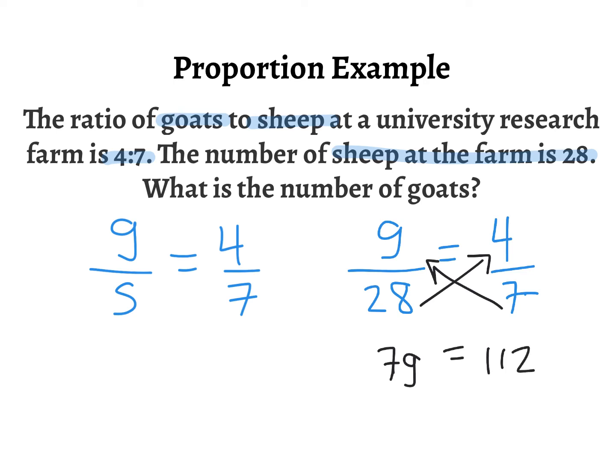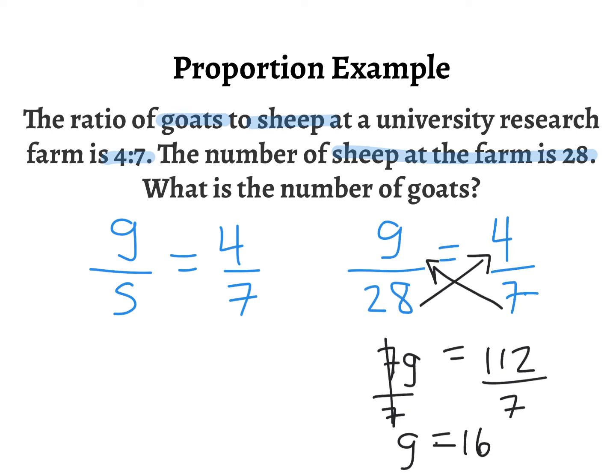Okay? Notice how the fractions disappear, and we're just left with 7g equals 112. If we wanted to solve for g, now we would have to leave g by itself, so we divide both sides by 7. We divide the left by 7, we divide the right by 7, and we're left with g equals 16.